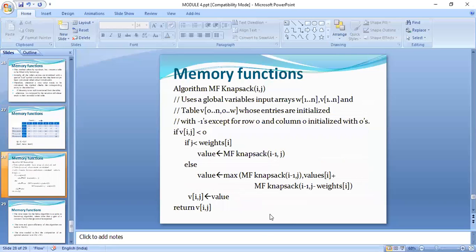So here you are given the algorithm. For this we have seen a program also on how to do the memory functions. So this is all about dynamic programming. Next we will see, in the fourth module you have 2 chapters. The next one is your greedy technique.